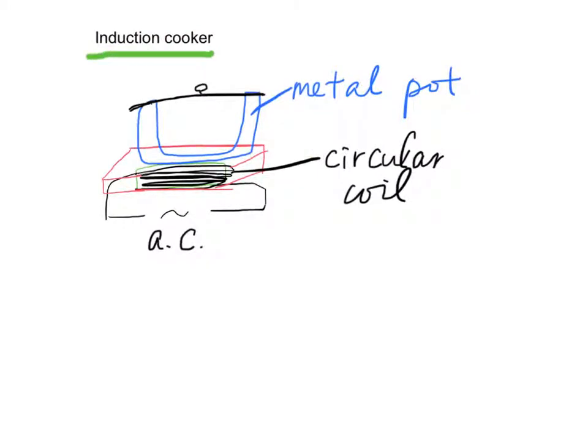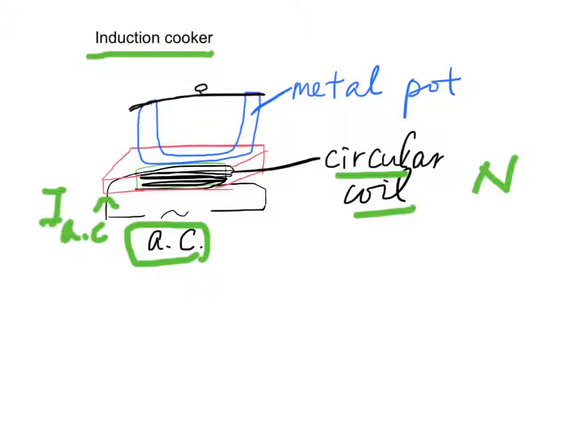Induction cooker, 電磁爐. An induction cooker has a circular coil of many turns N, which is connected to the AC. When the AC is switched on, the alternating current passing through the coil will produce a changing magnetic field towards the metal pot placed above.